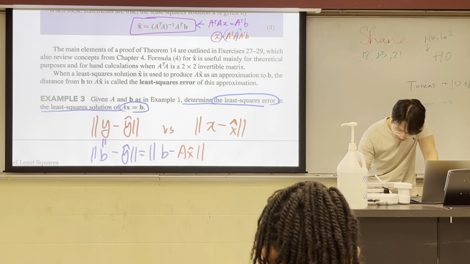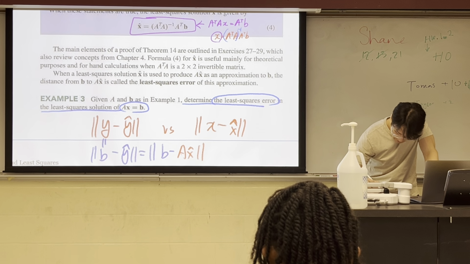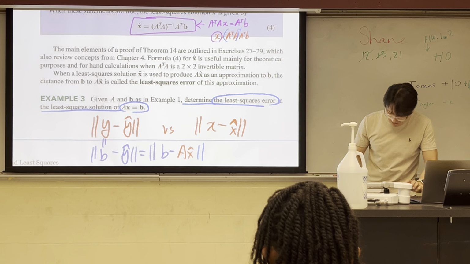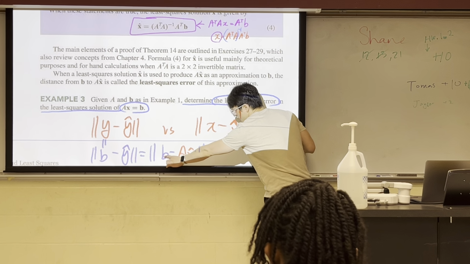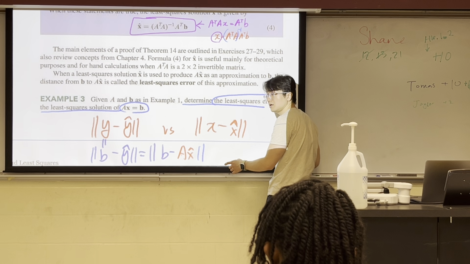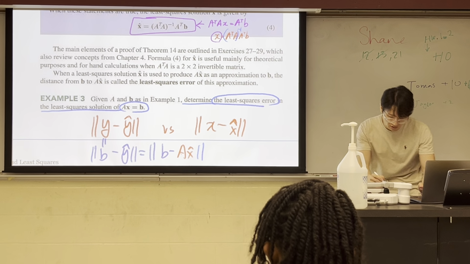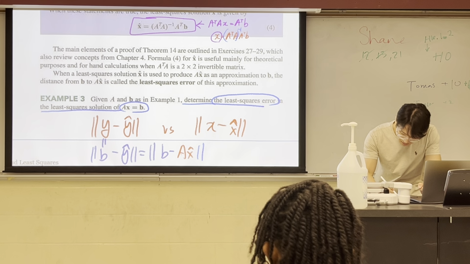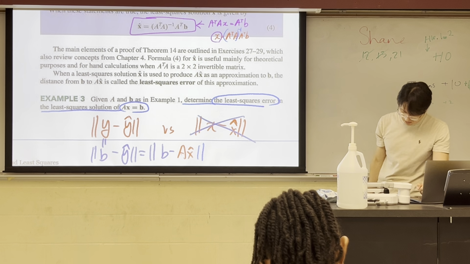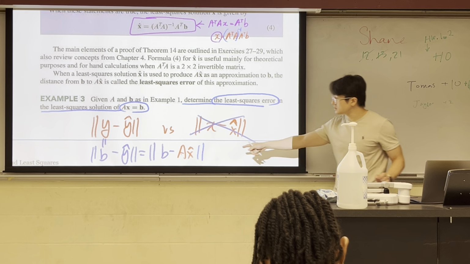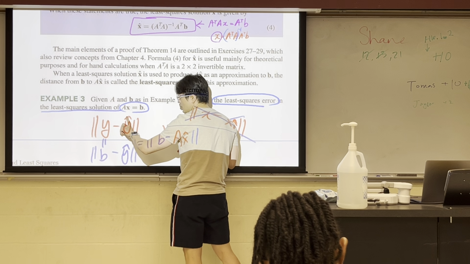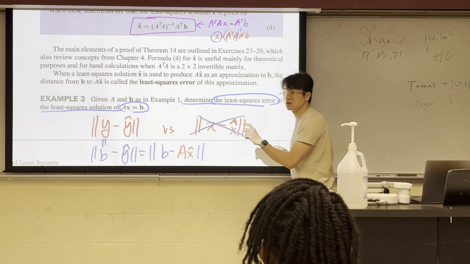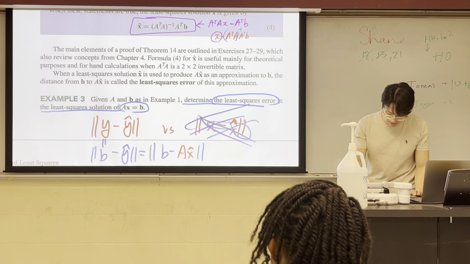Okay. So finding this error is totally different from finding this error. Okay? So usually you don't care about this. This is what I care about: the error between the object that I want to approximate and my approximation. I don't care about this mathematics. Usually don't care about this.